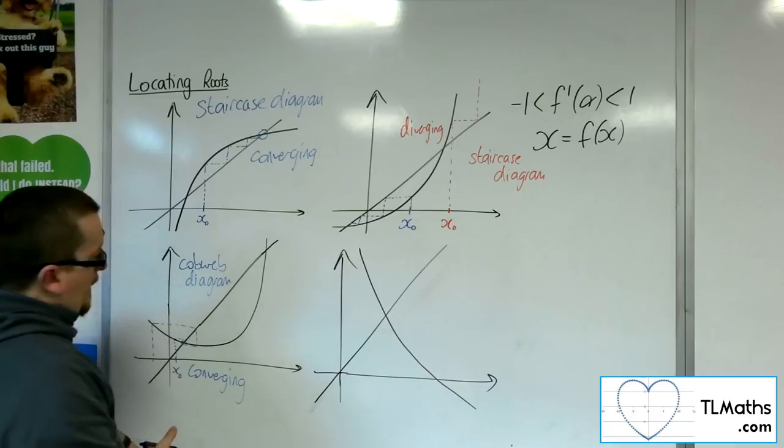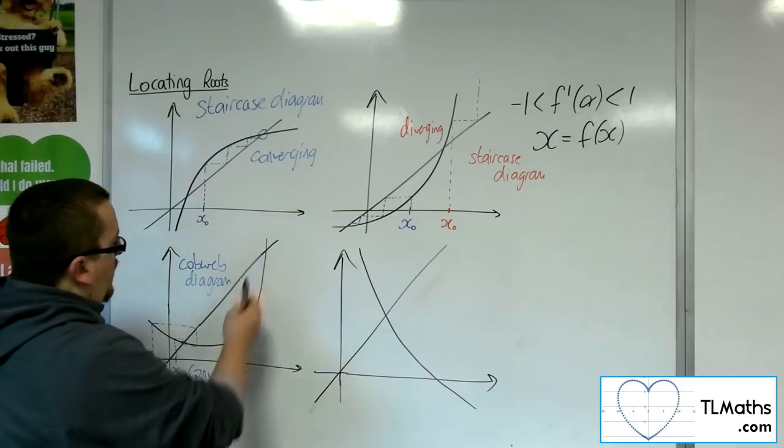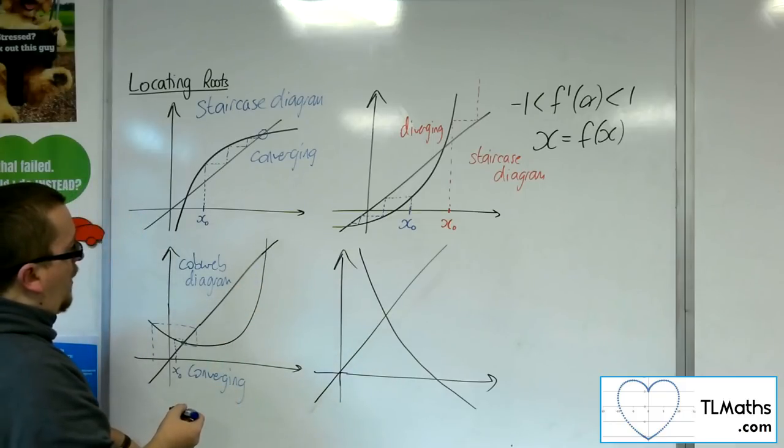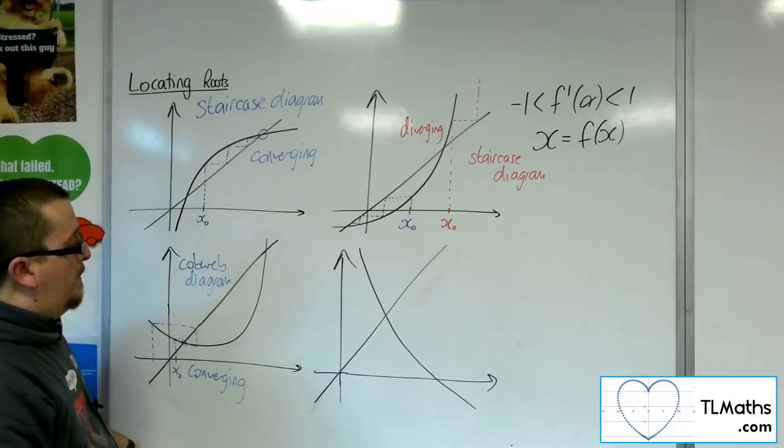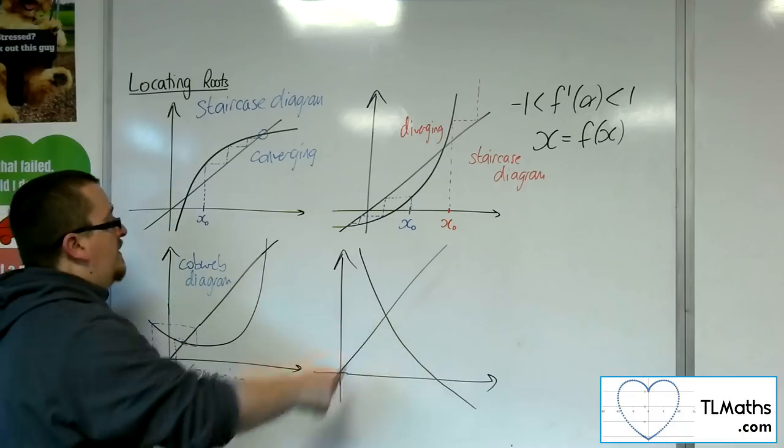Now, if I was to try and home in on that point there, well, I can't because the gradient of the curve is above 1 at that point. Let's have a look at this one.